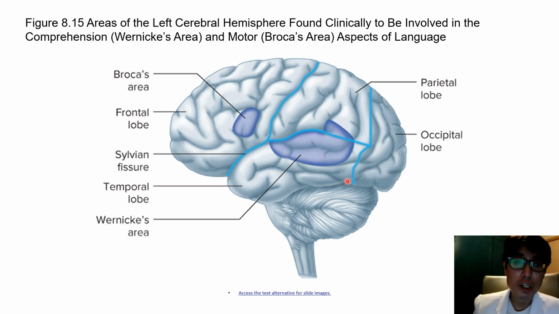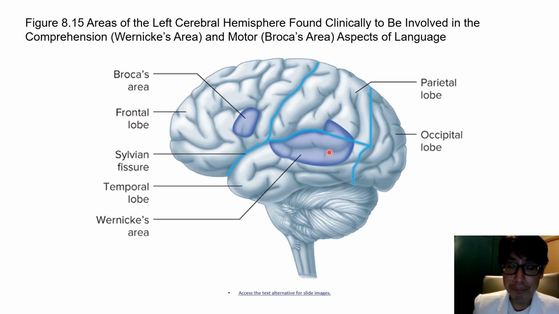In contrast, with regards to understanding language, comprehending it, a different part, Wernicke's area, it's spelled with a W, but the pronunciation is Wernicke's area, is the area of the brain responsible for comprehending both oral and written language.